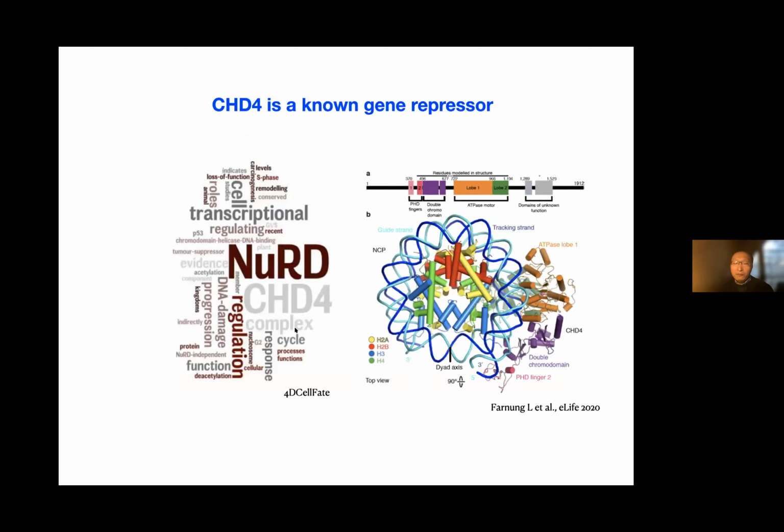CHD4 is a key component of the NuRD complex, which is a known gene co-repressor complex. CHD4 also has an ATPase motif and a single finger PHD motif, which can control gene transcription.